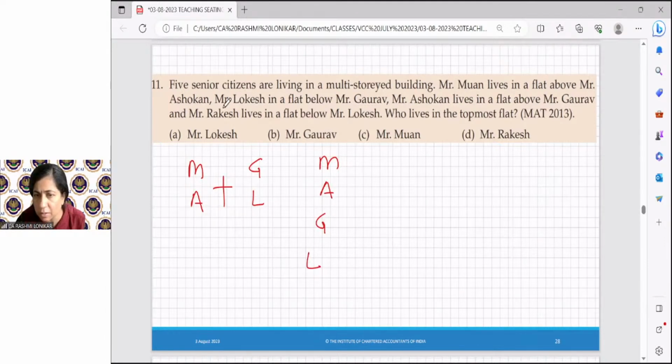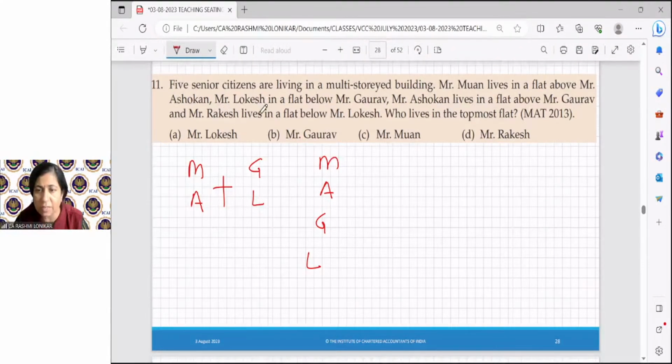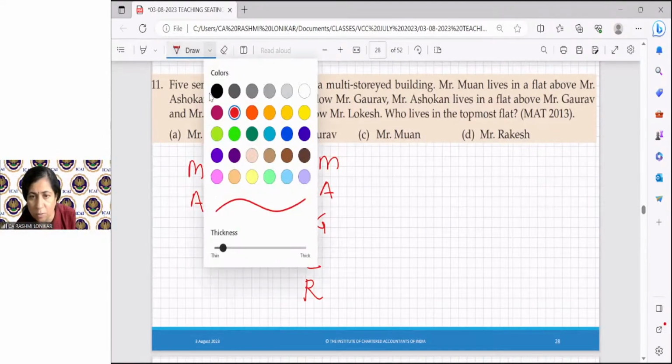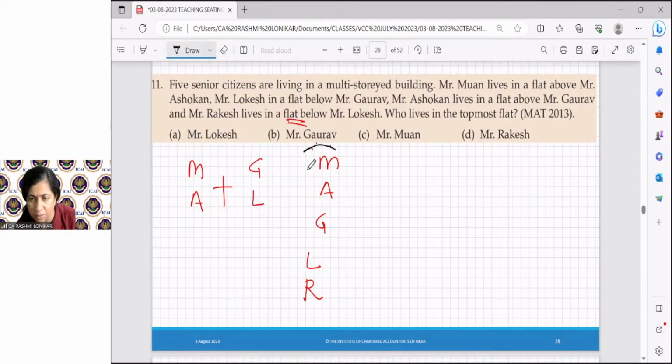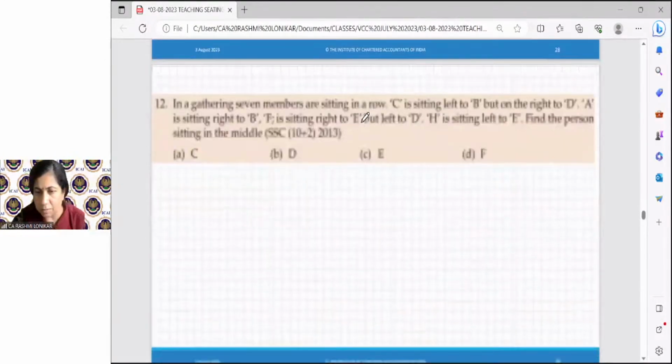So who is remaining? Mr. Rakesh lives in a flat below Lokesh. Okay, so Rakesh lives like this. So Muan, Ashok, Gaurav, Lokesh, Rakesh. Who lives in the topmost flat? Very simple, Mr. Muan. So 11, C will be the answer.